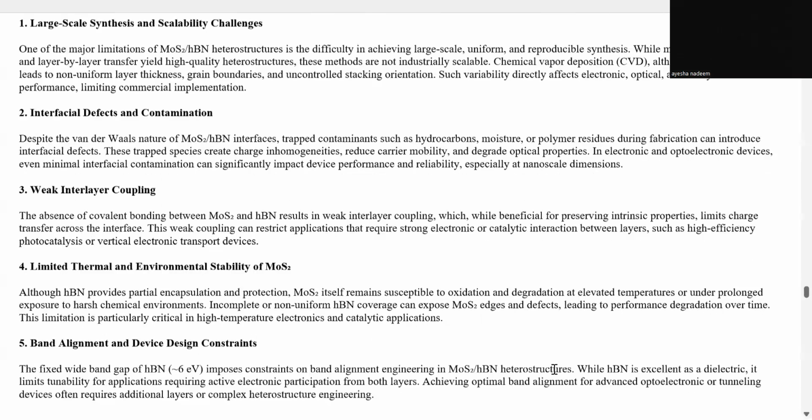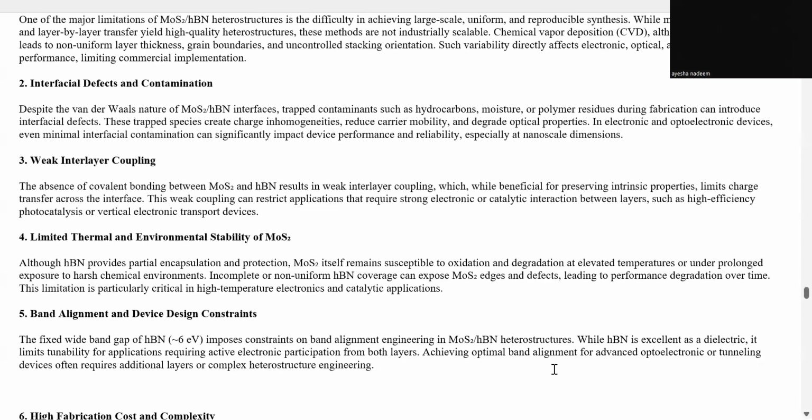The third one is the weak interlayer coupling. It includes the absence of covalent bonding between MoS2 and hBN, which results in weak interlayer coupling, that is the van der Waals forces, as we have discussed earlier, while beneficial for preserving intrinsic properties, limits charge transfer across the interface. This weak coupling can restrict applications that require strong electronic and catalytic interactions between layers, such as high efficiency photocatalysis or vertical electronic transport devices.